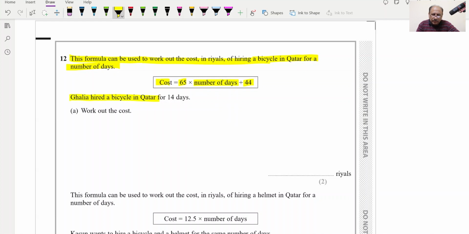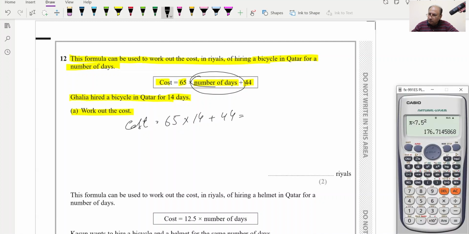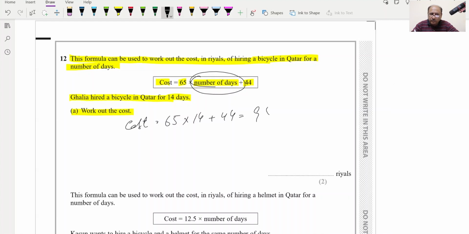Ghalia hired a bicycle in Qatar for 14 days. Work out the cost. So number of days we will just replace by 14, and cost will be equal to 65 multiplied by 14 plus 44, which is equal to 954. 954 reals will be the answer to the marks part.